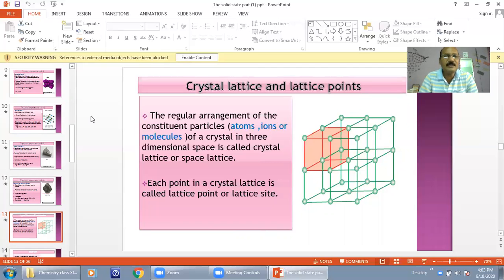So a regular arrangement of the constituent particles like atoms, ions or molecules in a crystal in three-dimensional space is called crystal lattice or space lattice. Each point, atom, ion or molecule in the crystal lattice is called a lattice point, or you may call it a lattice site. Clear now? Lattice point or lattice site, each point of the crystal.